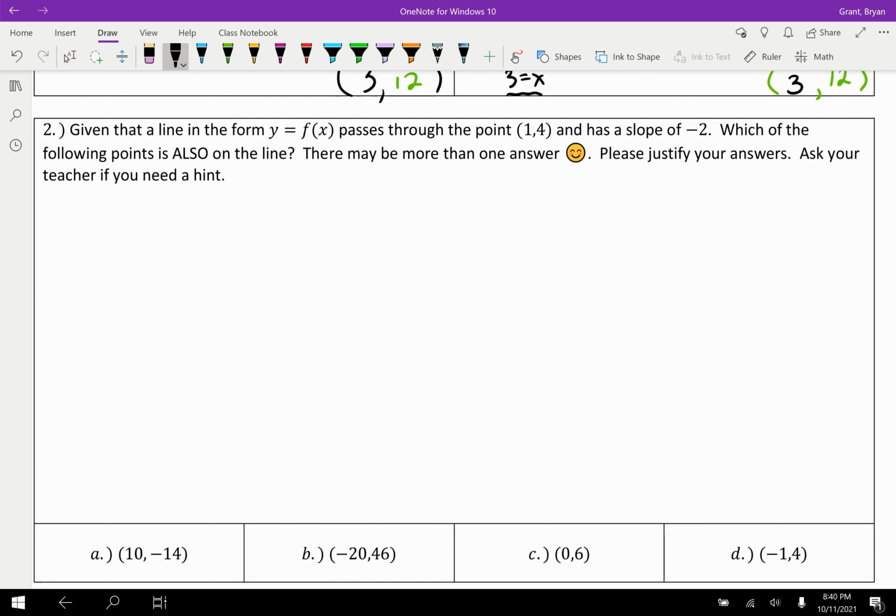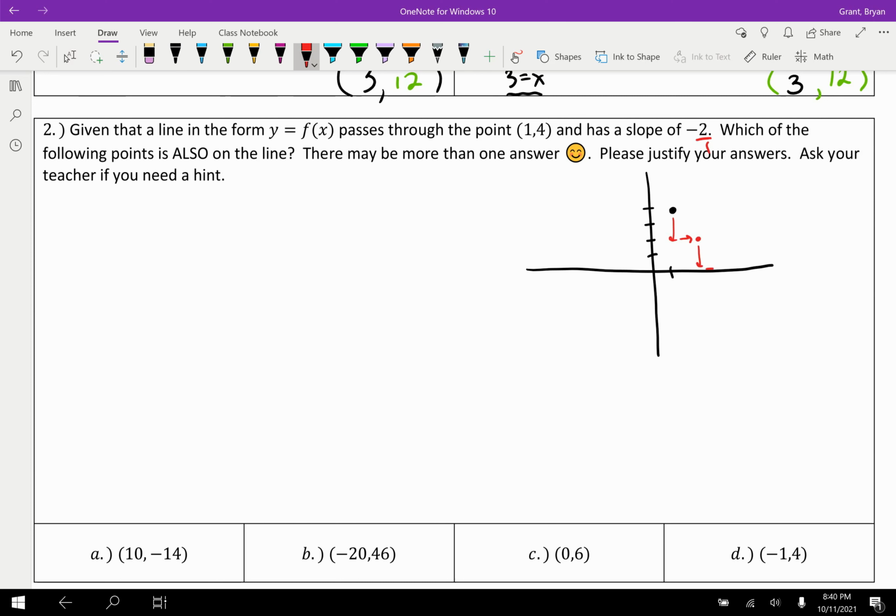Well, if we're going to do this and you wanted to figure out what other points are on that line, you have a couple options. Option 1, and I don't recommend this and I'll explain why right now, is you could go ahead and you could graph the point over 1, up 4, like so, and then you could use your slope to go down 2 over 1.